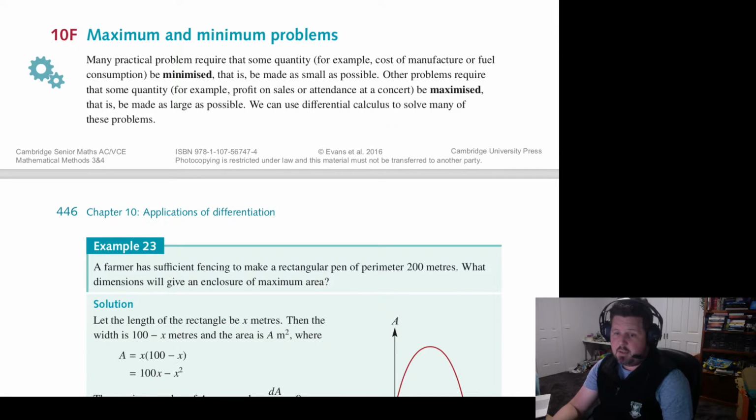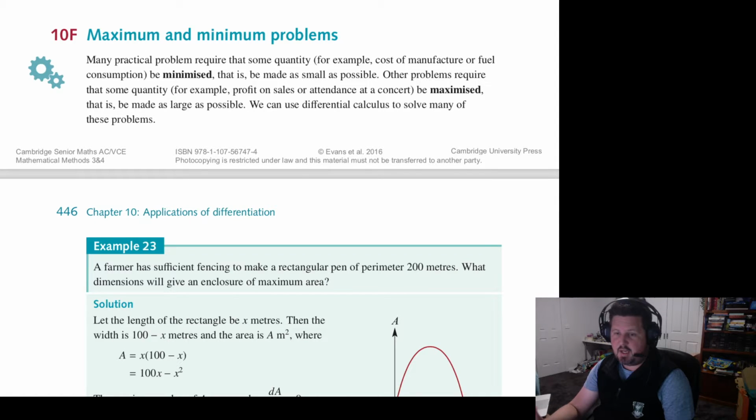On the other hand, there's scenarios where you want to maximize things, and they're suggesting here often when you are selling things, you want to create the maximum profit. And they're suggesting here as well, if you wanted to organize a concert, you'd want the maximum amount of people to be able to attend.